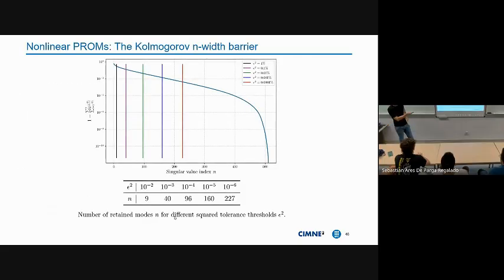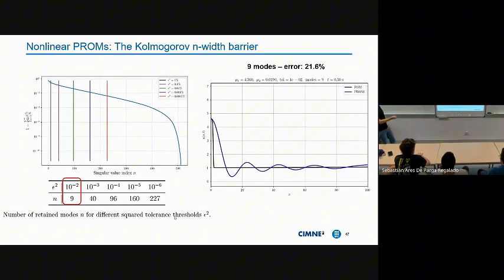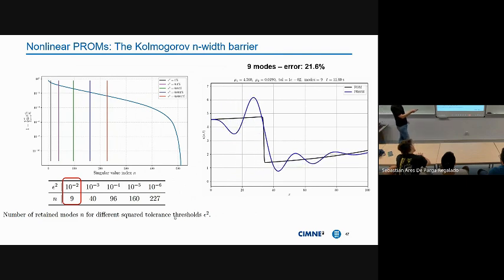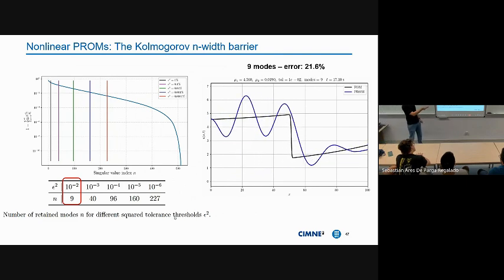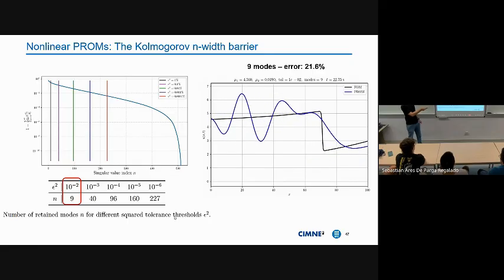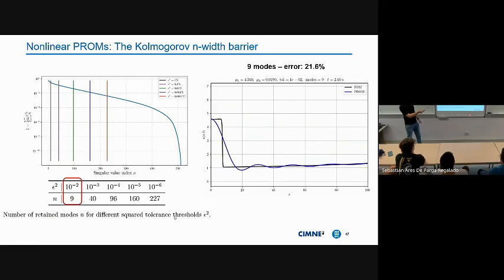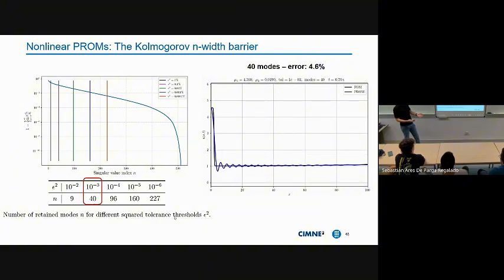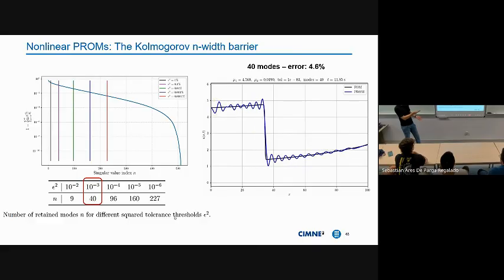So if we perform the POD on 4,500 snapshots, we see that the energy in the decay is very flattened. Better said with examples, if we set up a projection-based reduced order model of size 9 modes, we see that in blue we have the PROM with a very bad approximation. Then if we go to 40 modes, which is already a lot of modes, we are now tracking the discontinuity.